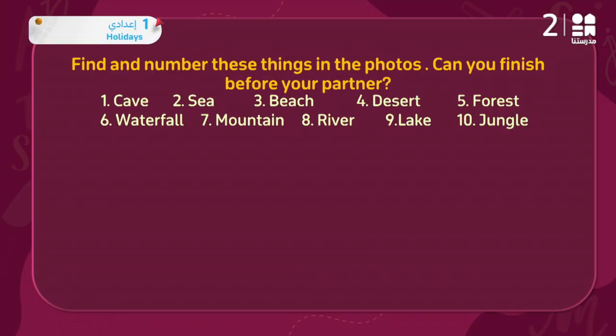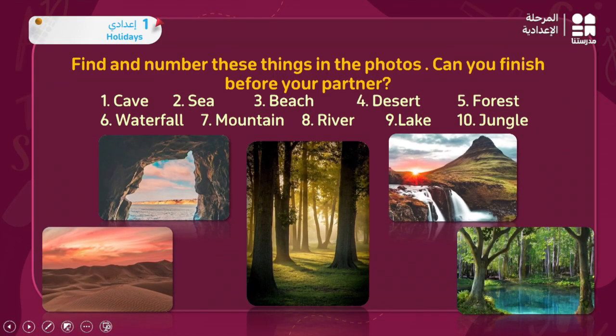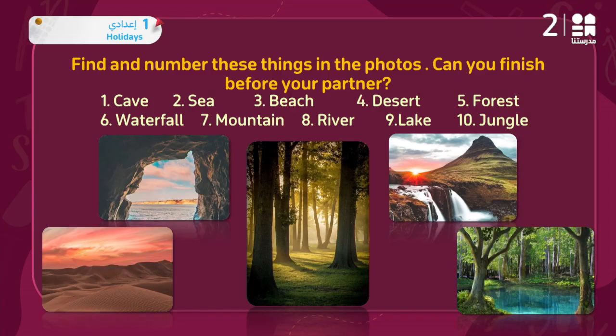Find and number these things in the photos. Can you finish before your partner? Okay. Here I have some places where I can go to, and I have some photos. Here are the photos, and in which photo I have to number which one of these places on the photo. Let's start. Number 1, cave. What is the meaning of the word cave? Cave is a large hole or opening or a chamber in the mountain.